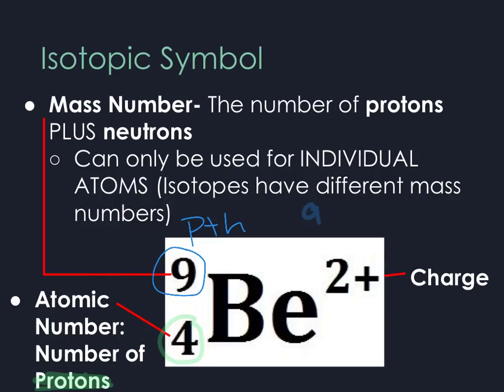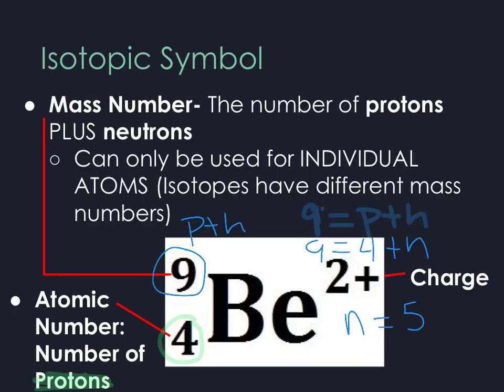Okay. If I have a mass number of 9, and that equals protons plus neutrons, then I can do some math. Math is fun. Then 9 is equal, we're going to plug in our protons, 4 plus neutrons. How many neutrons do we have? We have 9 minus 4 is 5 neutrons. So you can use this symbol to help you figure out how many protons and neutrons there are.